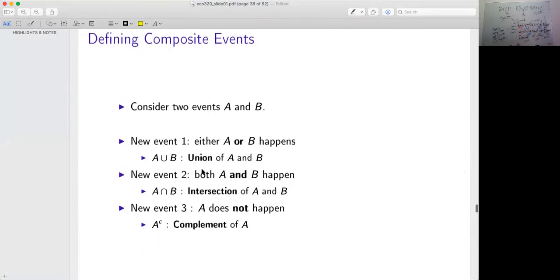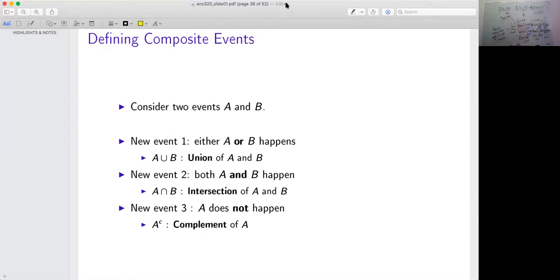Don't worry. So this is a union, an intersection, and a complement. So far we've talked about union and intersection: 'or' is like a union and 'and' is an intersection. The complement is A does not happen, so basically everything but A. So the complement of A is like that.